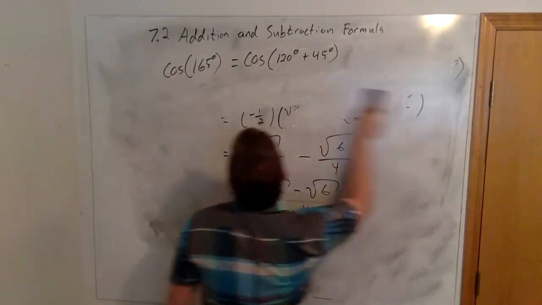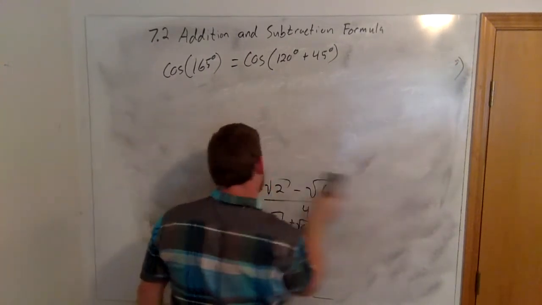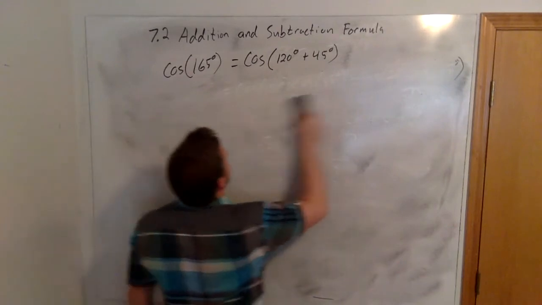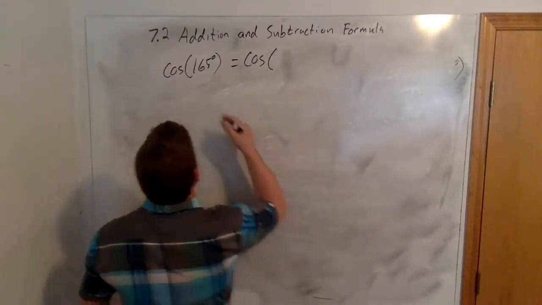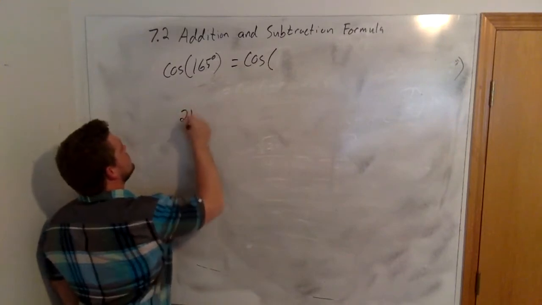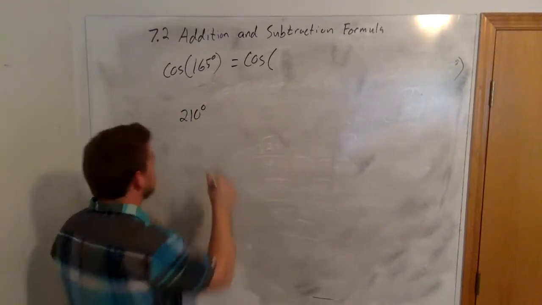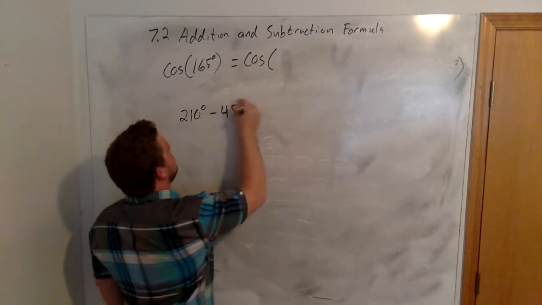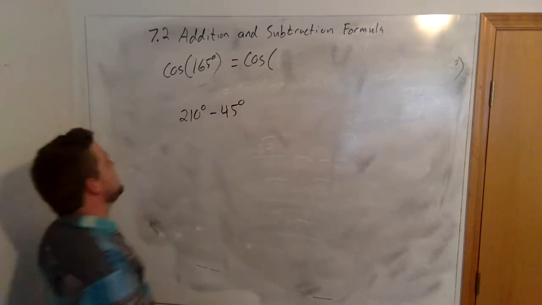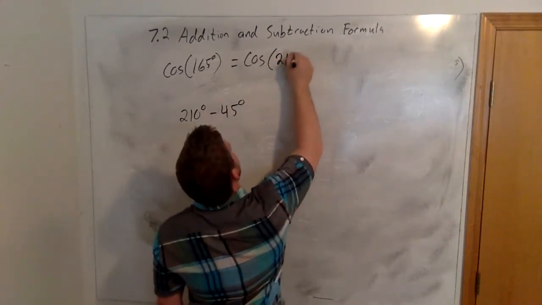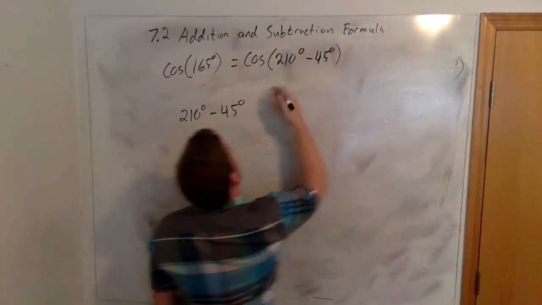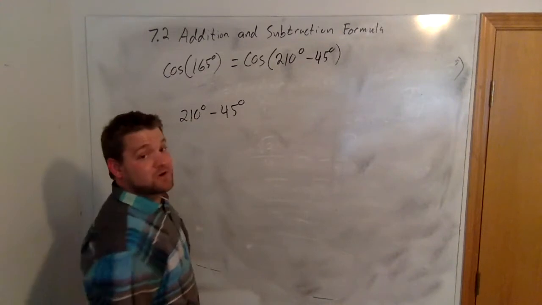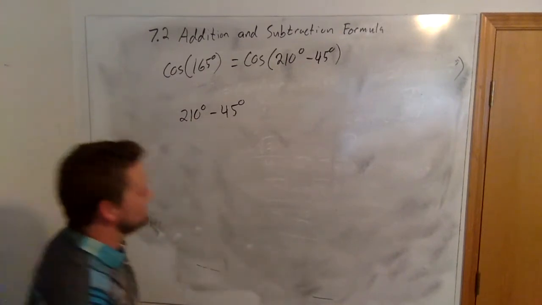What if we tried to get a subtraction in there? I think we could do 210 degrees minus 45 degrees. That should give us 165. So maybe this is a good exercise for you to do on your own, but show using the subtraction formula for cosine that we should get the same exact answer we just did.